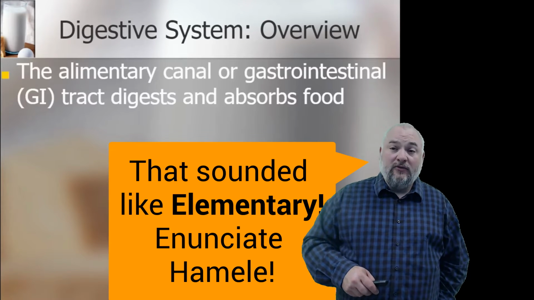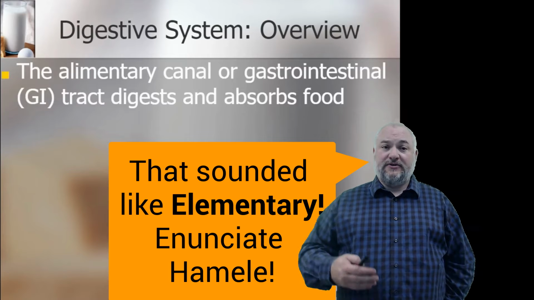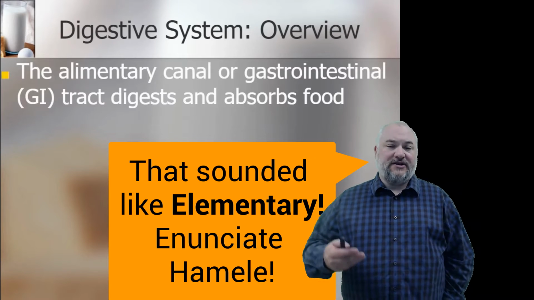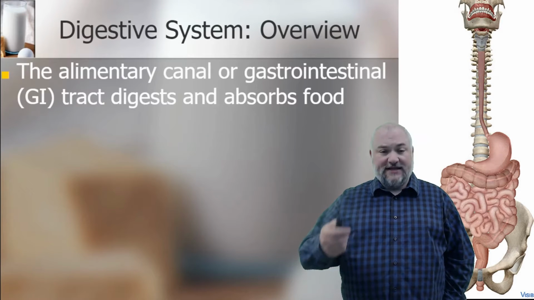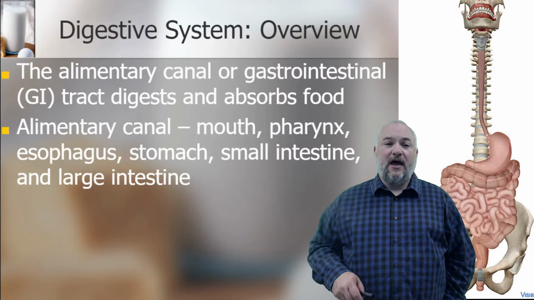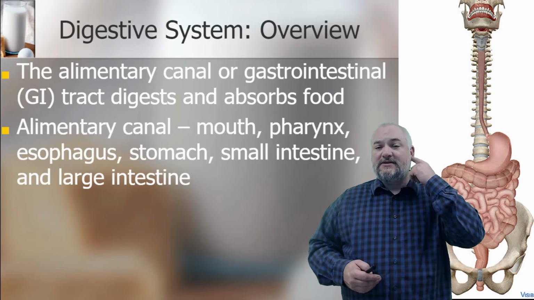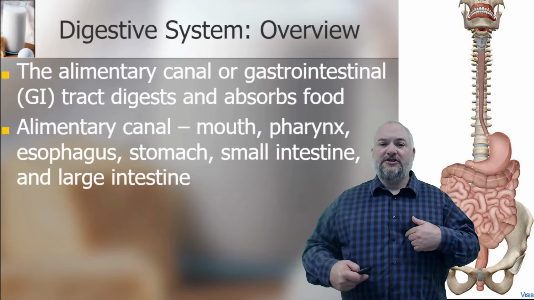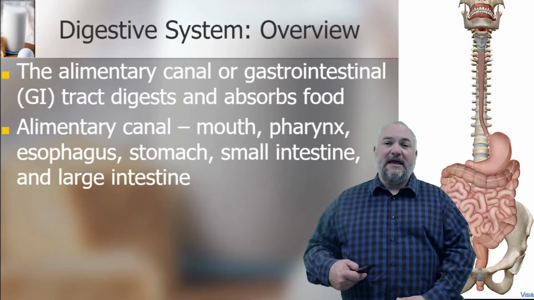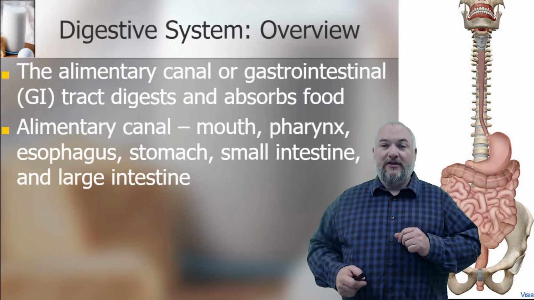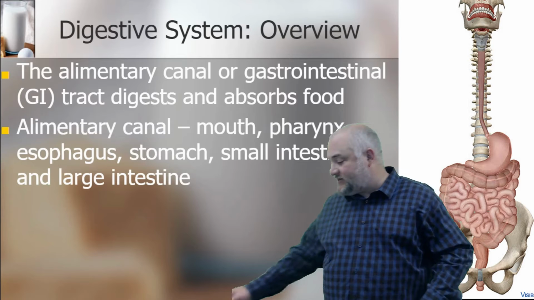The alimentary canal, or gastrointestinal tract, otherwise known as the GI tract, its job is to digest and absorb food. That's its job. Pretty simple. The alimentary canal, or GI tract, consists of the mouth, the pharynx, the esophagus, stomach, small intestine, and large intestine. Basically, the tube that goes from your mouth to your anus.